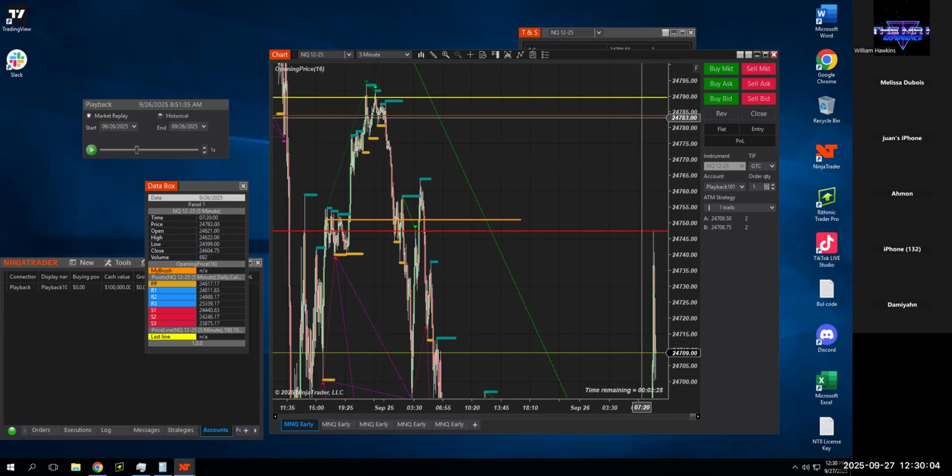The way you play those levels is I wait to see what the candle does when it gets close to my level. If it taps it a couple times and it doesn't just go straight through it, then I'm willing to take a short. But if it gets to that line and then shoots straight up, I'm gonna wait a little bit till it pulls back, and then I'll take the trade on the way down.